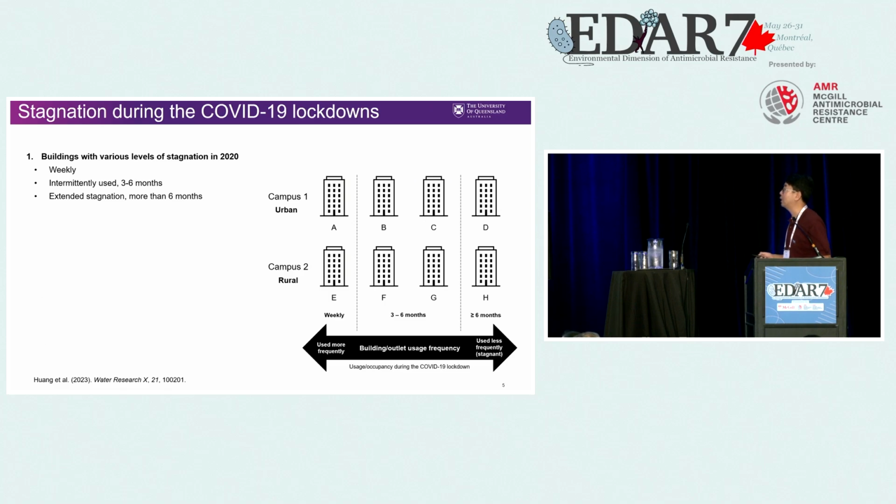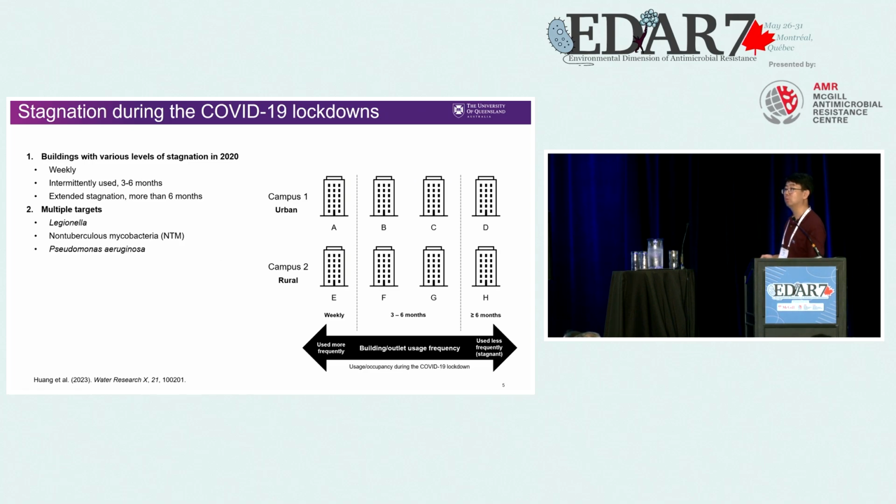So we did a study. What we did here is we collected samples from 8 buildings on the UQ campus. We have 4 buildings from the urban catchment, A, B, C, D, and 4 buildings from the rural catchment, E, F, G, H. For A and E, because some researchers are doing very critical research, the buildings were still open, so the water stagnation is not that serious. But buildings B, C, F, G were closed for 3 months or even 6 months. Another 2 buildings, D and H, had even longer water stagnation.